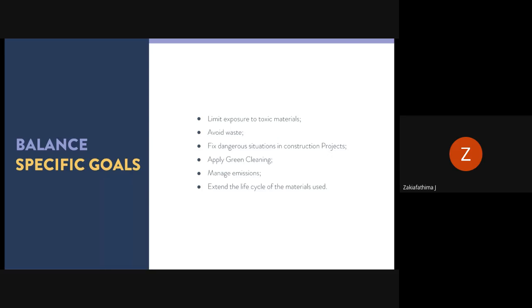Next is your specific goals. What we spoke about before was your overall goals. Now, very specific goals that are specific to our industry is limiting exposure to toxic materials. Limiting exposure to toxic materials is how you actually stop using all your toxic materials and stop exposing people to them.